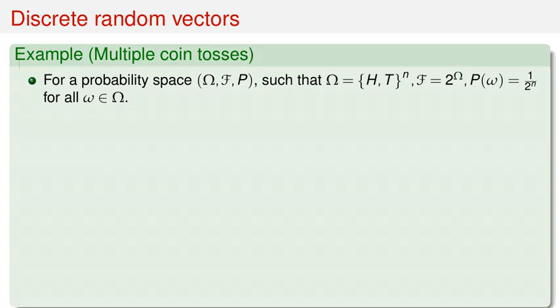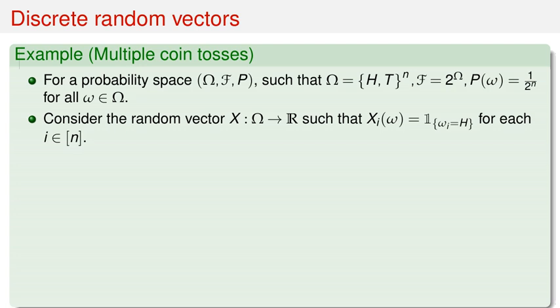Let's look at an example of multiple coin tosses as a discrete random vector. Consider a probability space where Omega equals the set {H, T}^n, F is 2^Omega, that is the power set, and the probability of omega is 1 over 2^n for all omega in Omega, which is the fair coin assumption.